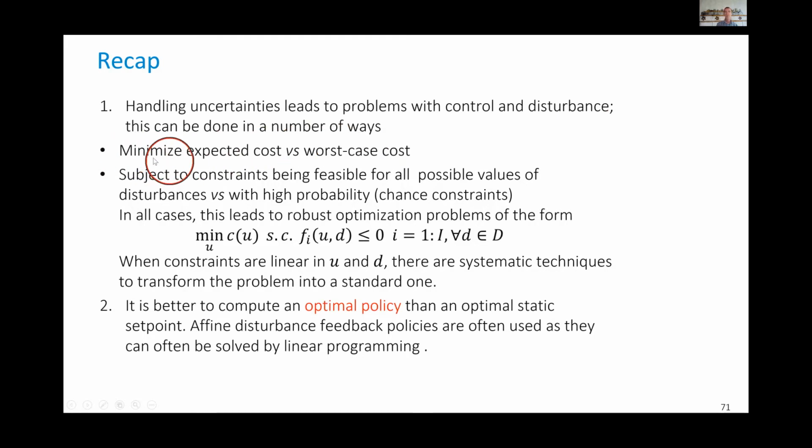There are variants in what people do, what we can do, and what we will do in the lab. We can minimize the average cost or expected cost versus the worst case cost. And one of the issues when we have worst case, for example, is how to remove the max, but this we've seen is fairly easy once we know the trick. A bit more difficult is to remove the fact that the constraint must be true for every value of the disturbance, which may be true with high probability if we use chance constraints, or strictly speaking otherwise. And there are systematic techniques, at least when everything is linear.